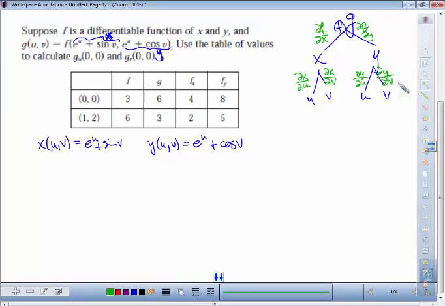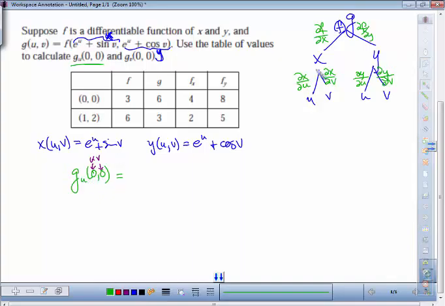So if we create our partial that we need, we want G_u at (0, 0). So this is where we have to really be careful about what these variables are. These variables look like they should be variables of u and v, because they're saying G is a function of u and v. So we'll keep that in mind.